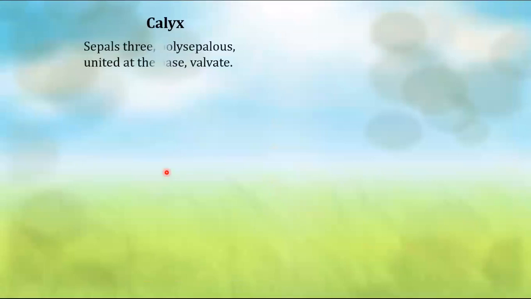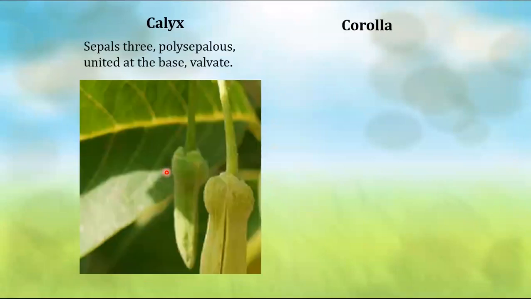Now the calyx. Calyx means nothing but the sepals. Sepals, this is the sepals, okay, 1, 2 and 3. These are sepals. The sepals are 3, okay. The sepals are polysepalous, okay, free sepals and united at the base, okay. It shows the valvate type of aestivation.